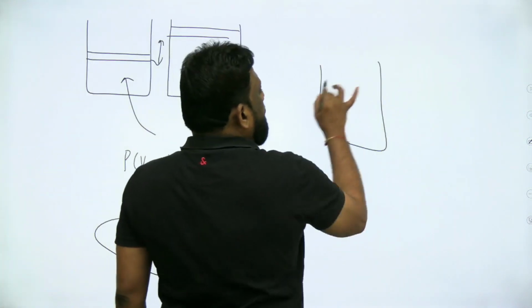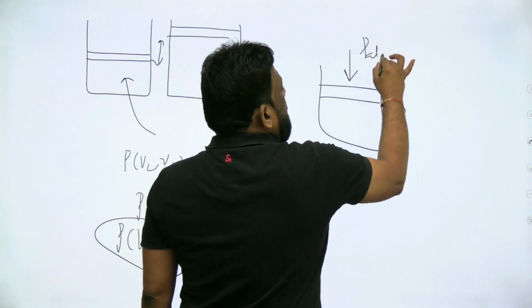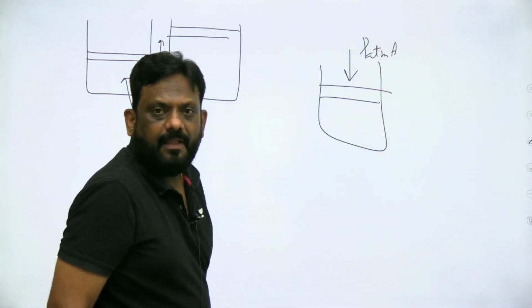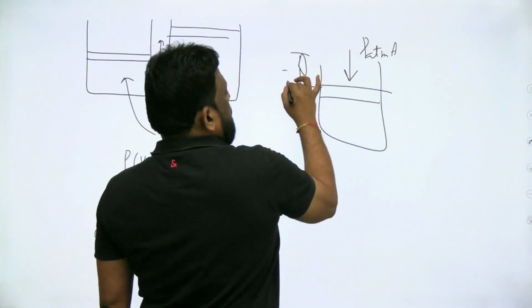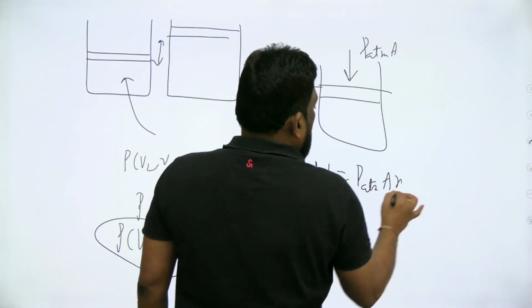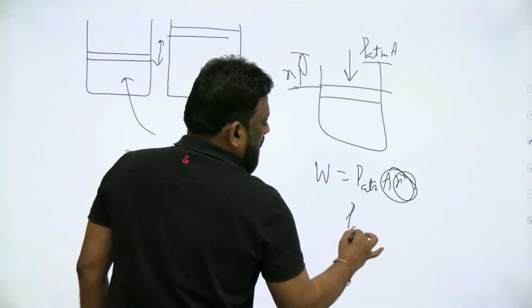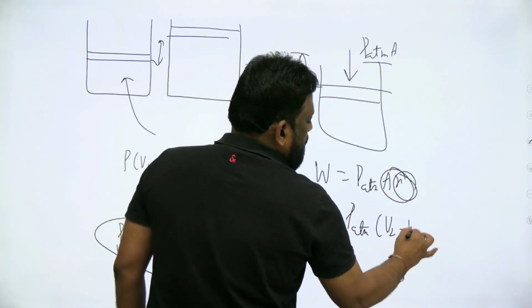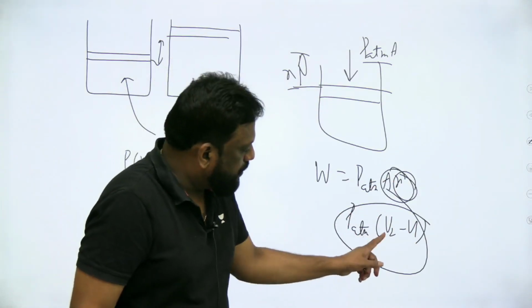But for irreversible, I have gone from fundamental equations. What is the fundamental equation? The force is P_atm into A. So therefore, how much distance has it moved? X. So therefore, work is given by P_atm A X. Force into distance. Okay, but what is AX? AX is change in volume. Therefore, it is P_atm into change in volume. So therefore, again you are getting, atmospheric pressure is not changing, PV2, PV1.